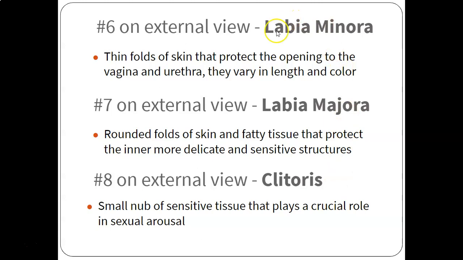There are 3 things. They have the labia minora, which are these folds of skin that protect the opening to the vagina and the urethra. And they vary in length and color. Then there's the labia majora. Those are the rounded folds of skin. They're a little bit larger, a little bit fattier, and they, again, are present for protection.